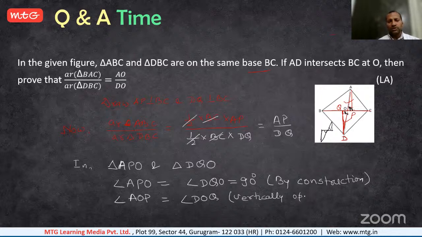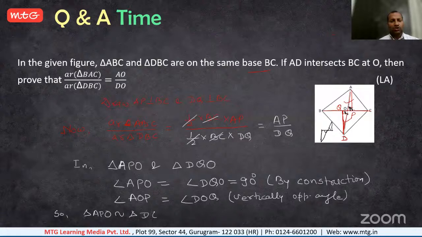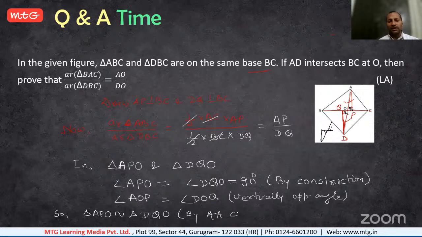So we know in two triangles, when two angles are equal, both triangles will be similar. Hence triangle APO is similar to triangle DQO. Reason will be by angle criterion.